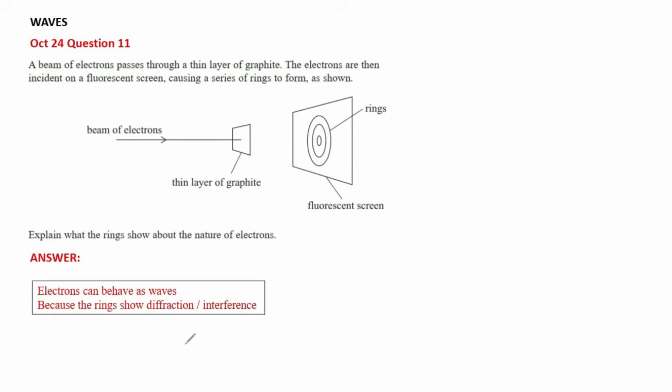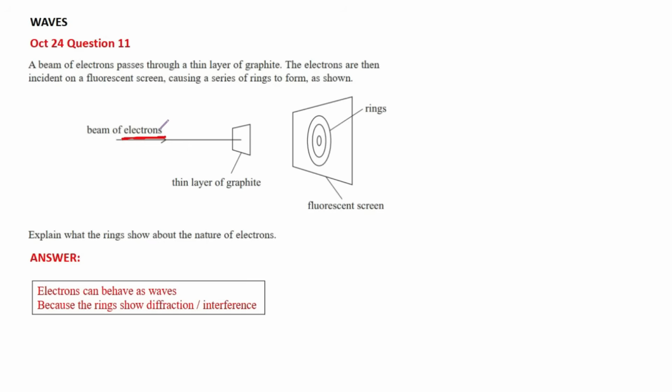Let's move on to the next one. A beam of electrons passes through a thin layer of graphite. The electrons are then incident on a fluorescent screen, causing a series of rings to form. So guys, you are dealing with electrons, right?